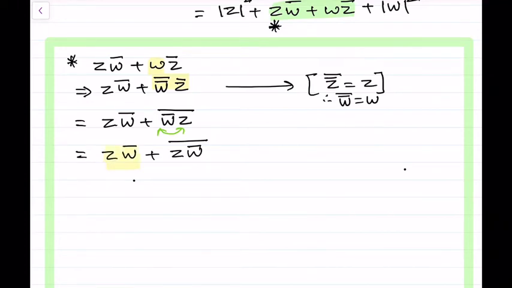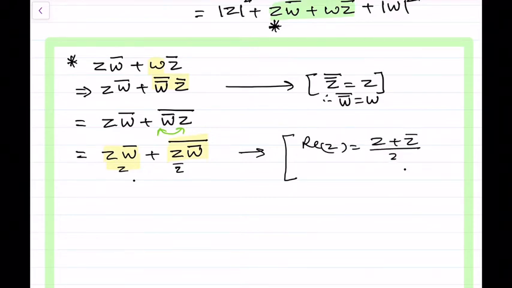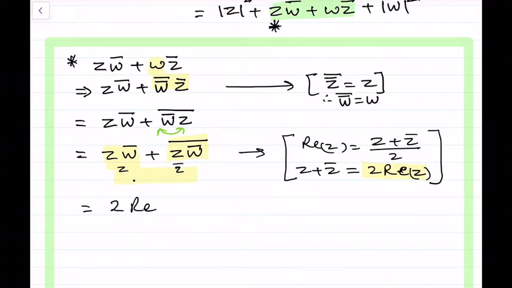Now if we consider Z times conjugate of W as Z, then this will be conjugate of Z, and it's in the form of Z plus conjugate of Z. And we know that Re Z is equal to Z plus conjugate of Z by 2. Therefore, Z plus conjugate of Z is equal to 2 times Re Z. So we will write Z conjugate W plus conjugate of Z times conjugate of W as 2 Re Z. Here Z is Z times conjugate of W.